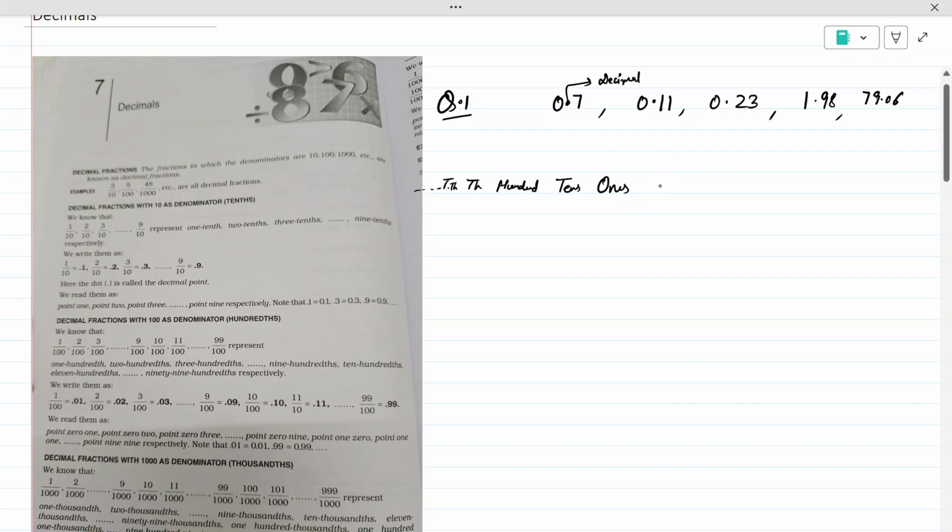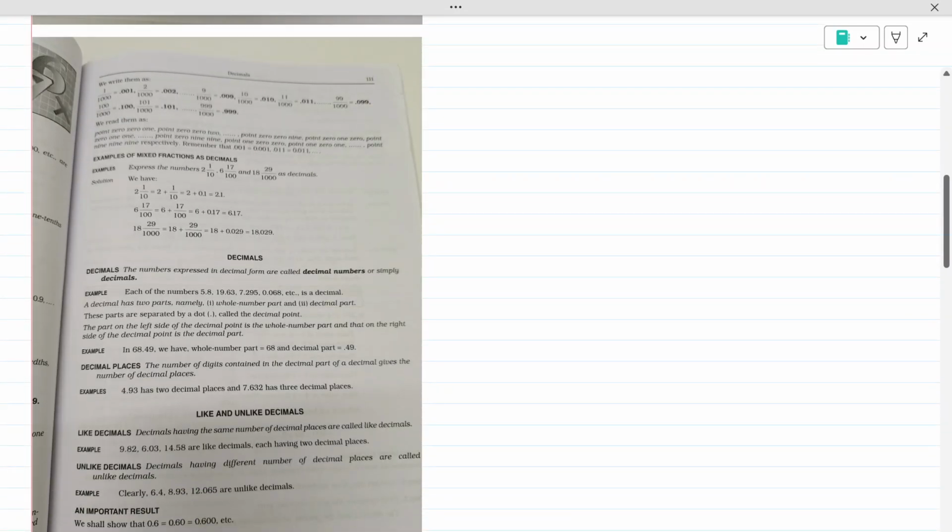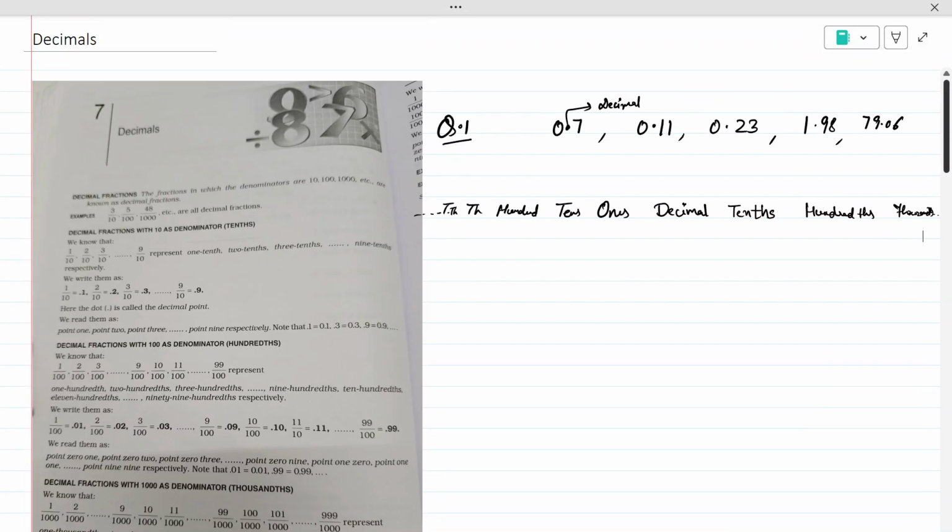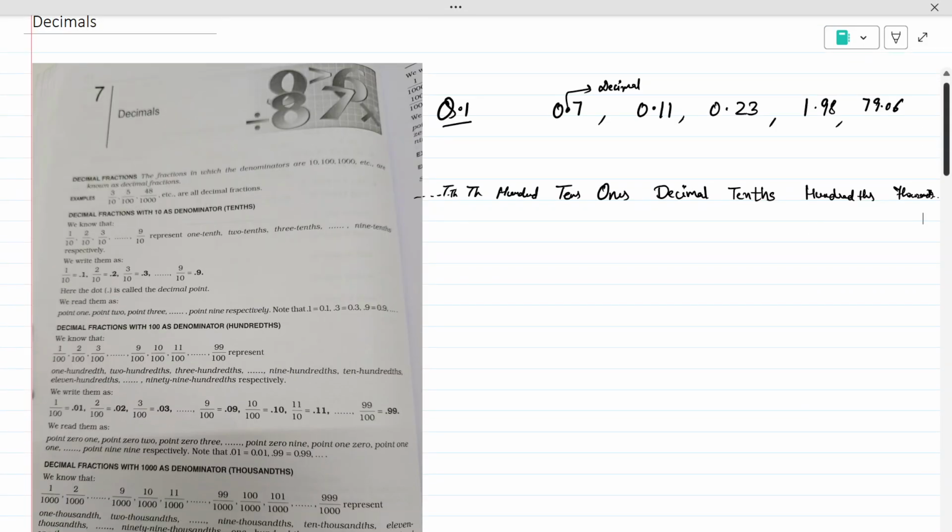When we talk about decimals, after ones we have a decimal point. To the right of the decimal, if we go to this side, we have tenths, then hundredths, thousandths, ten-thousandths and so on. So this is how we represent a decimal number.